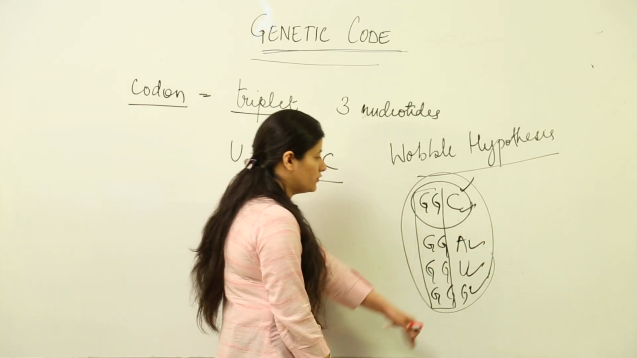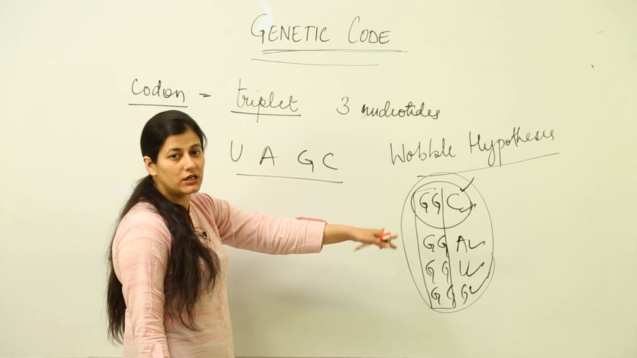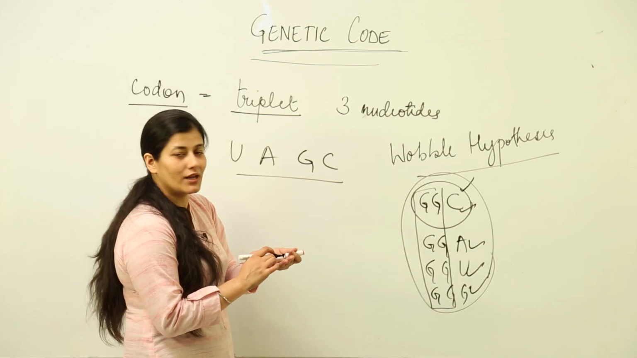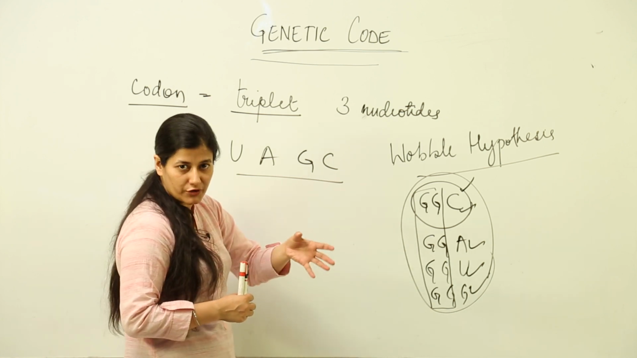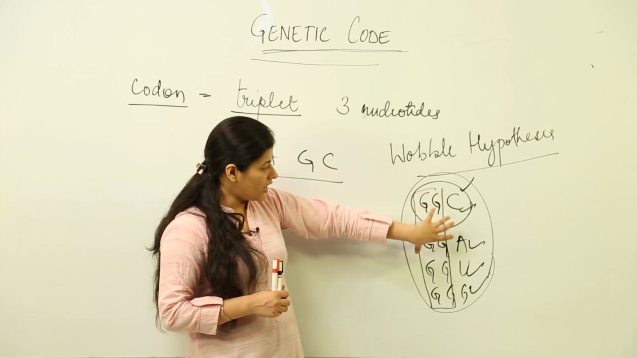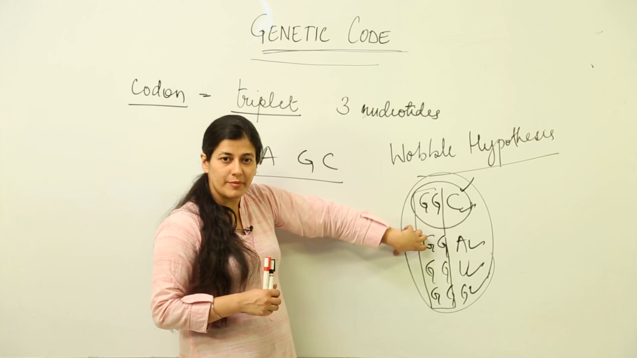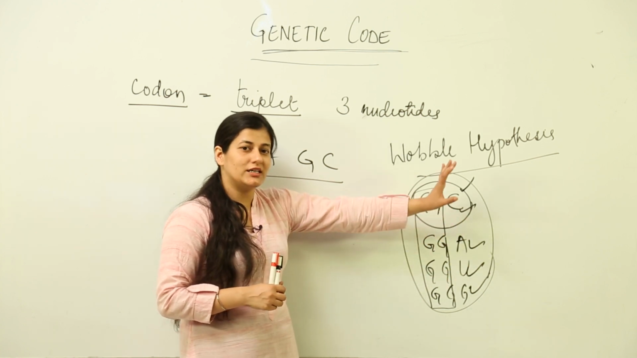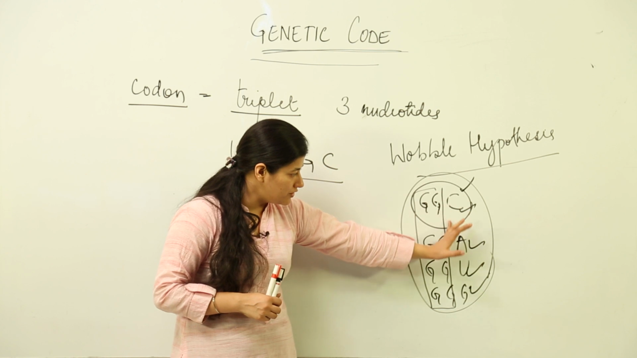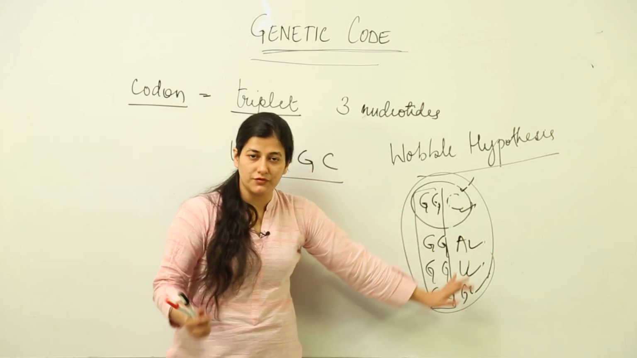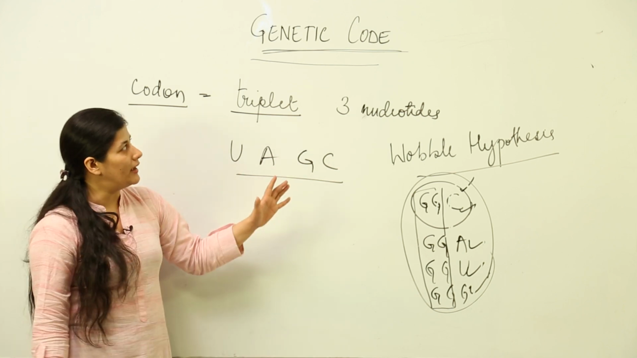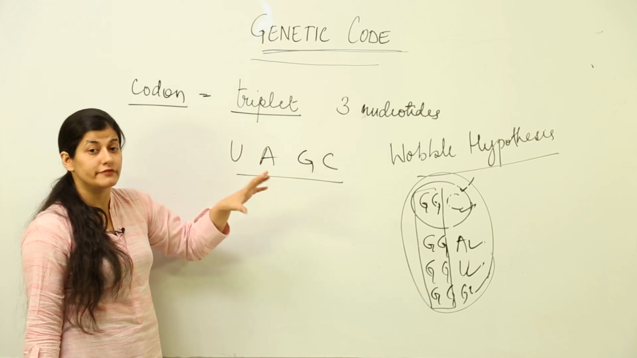Why have I told you about this wobble hypothesis? So that when you are learning the names of amino acids as coded from the codon, it is easier for you. Just see what the 2 initial letters are, and from that you can learn the name of the amino acid associated and replace the third letter according to the wobble hypothesis, and it would be easier for you to learn. This is all about the genetic code that you have to understand.